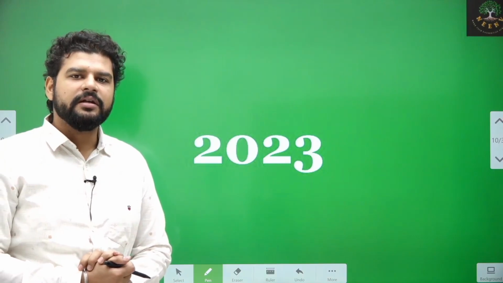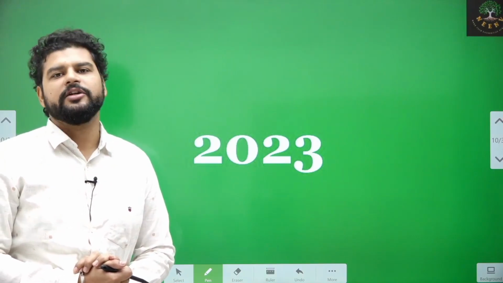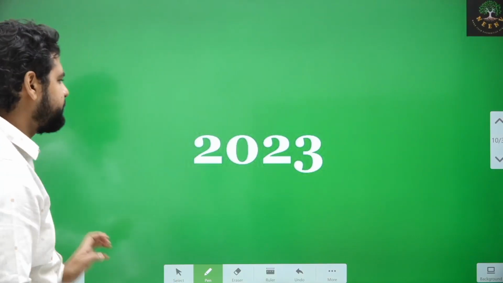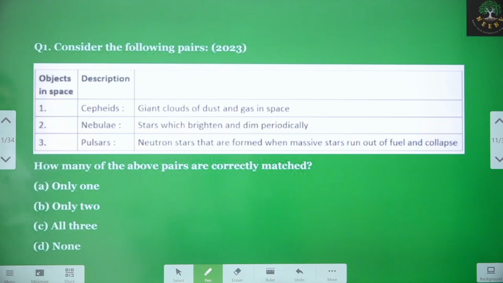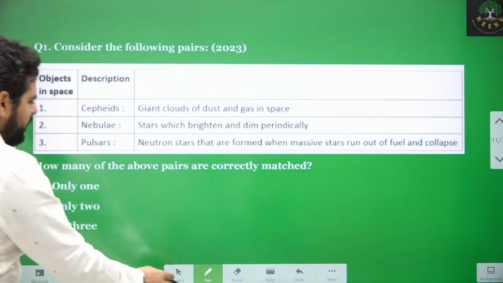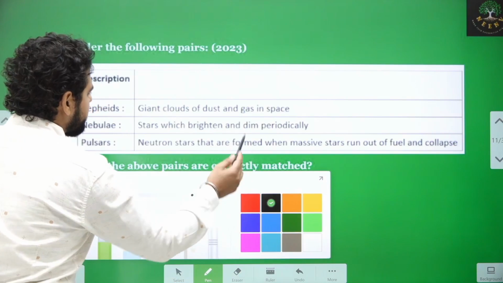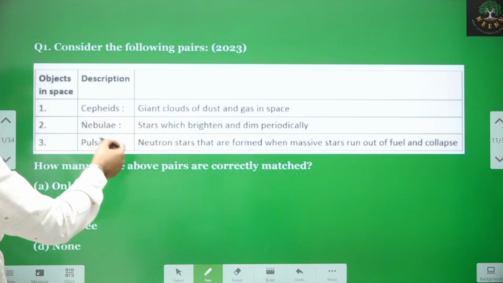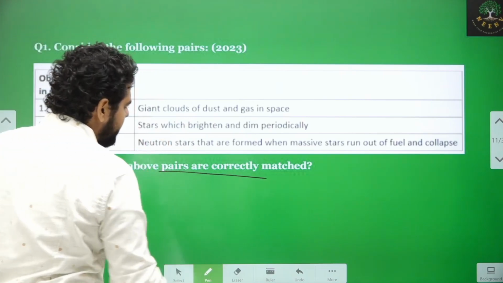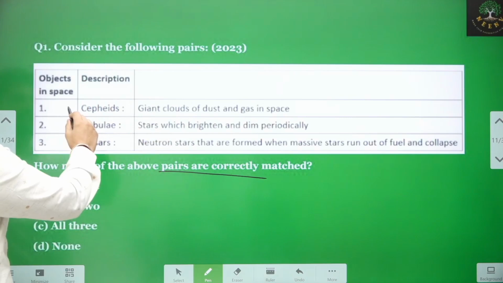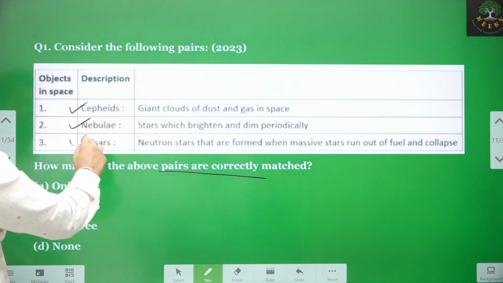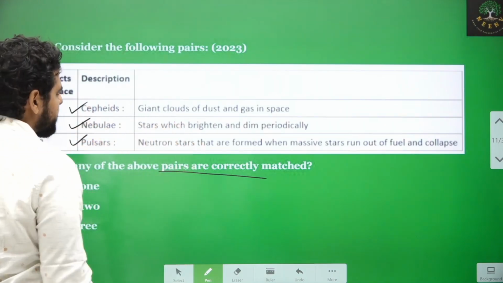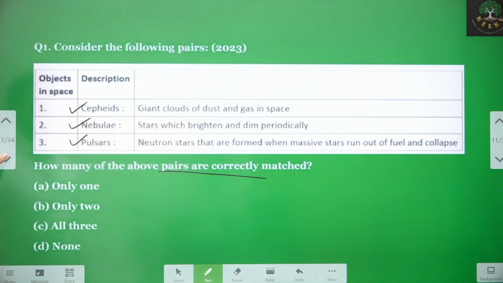And we will see the questions that are related to space technology. Question is this: match the following. Not exactly match the following, but terms are given, meanings are given, and you have to identify which pairs are correctly matched. So Cepheids, nebula and pulsars. Description is given, which one is correct. So let us see them one by one.